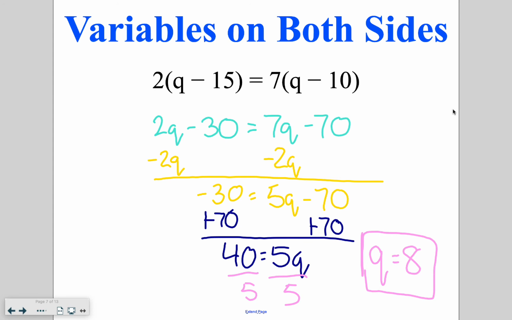So we distribute the left side and then the right side. There's nothing else to combine, so then I can start moving between sides of the equation. Subtracting the 2q keeps the coefficient positive. Adding 70 and dividing by 5 gives me an answer of q is equal to 8.